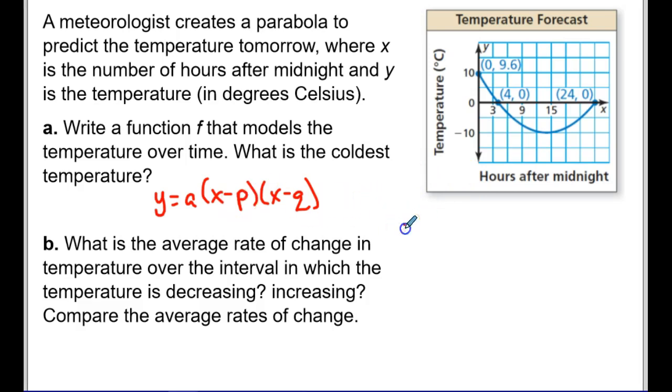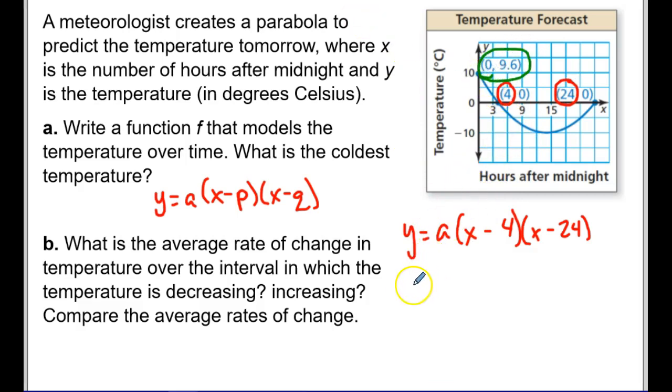I have those intercepts. So y equals a times x minus, here's one of the intercepts, 4. And the other intercept is at 24. So I can just plug those things in. So the other thing I need, just like I did in the last example, was I need an x and a y. And that's what I get from this other point here. So I plug in my 9.6 for my y, and I plug in my 0 for the x.